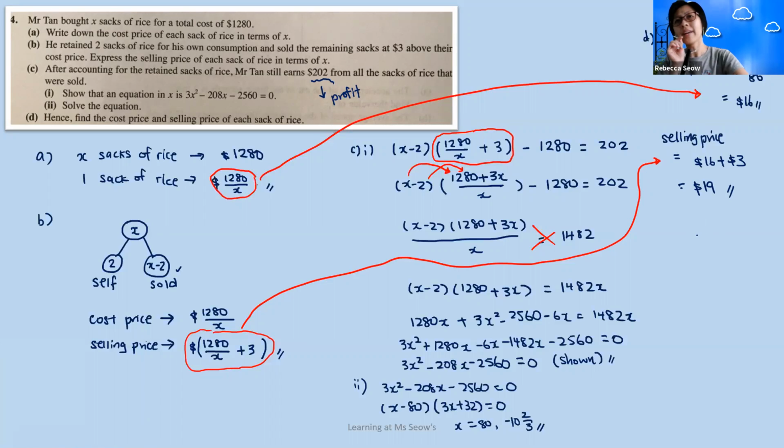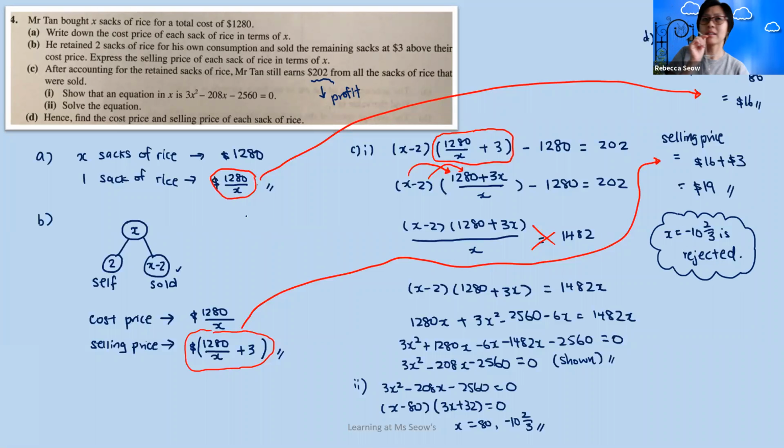Do we make use of x equals minus 10 and 2/3? No, it is rejected. Why is it rejected? Because if we were to substitute x equals minus 10 and 2/3 into the two expressions that are circled in red, you realize that we'll end up with a price that is negative, and this doesn't happen in reality. So therefore, we reject this value of x. So this concludes the answers for this question.